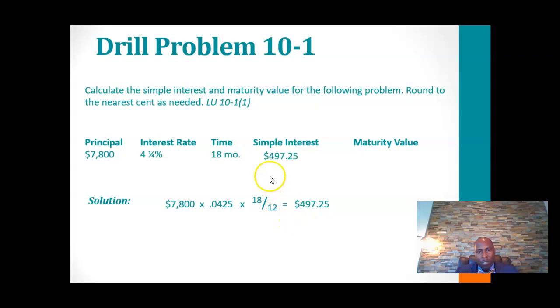So the simple interest will total $497.25. Add the simple interest to the principal amount to get a maturity value of $8,297.25.